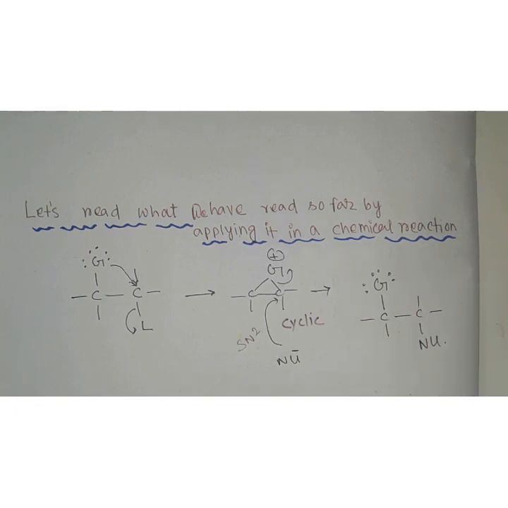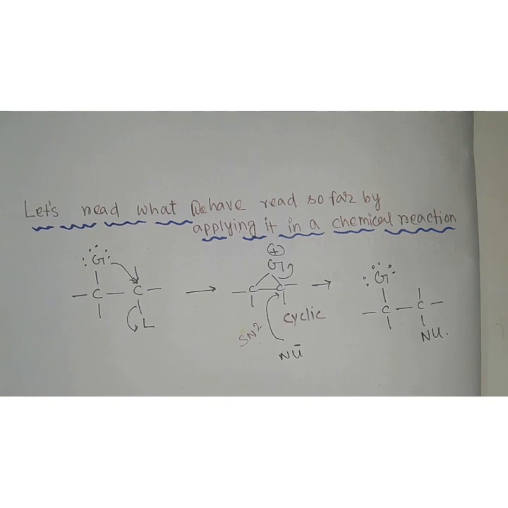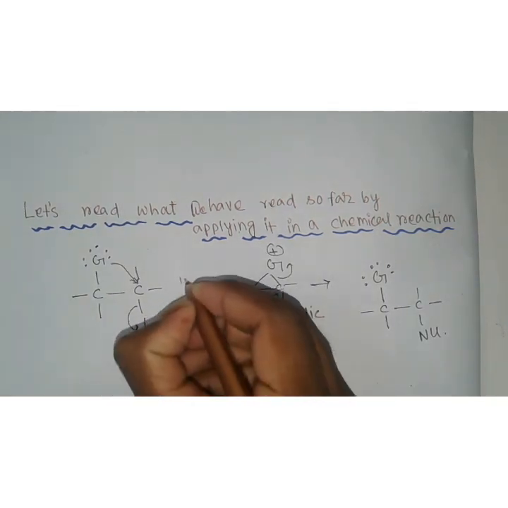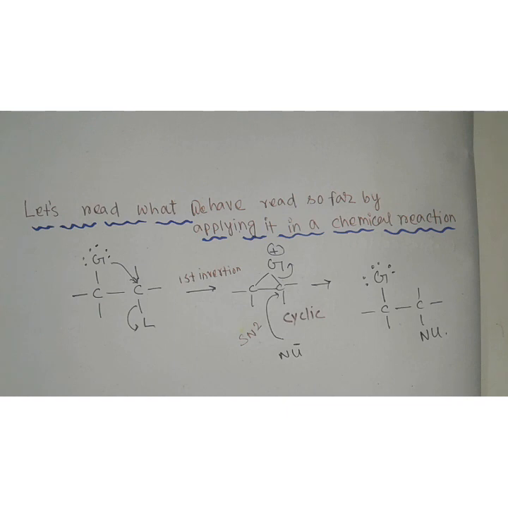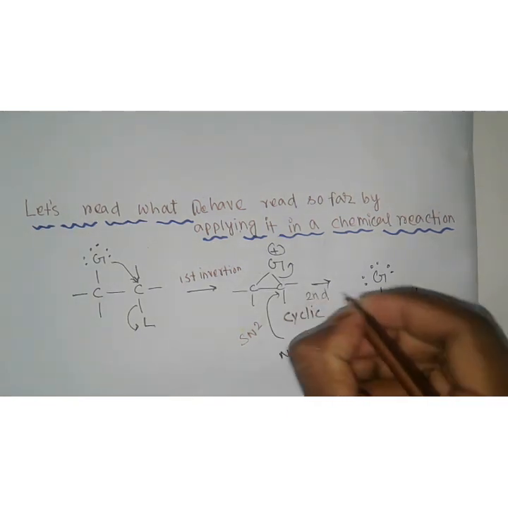Okay, if the nucleophile attacks the carbon which was bonded to the leaving group, then we get the product with retention of configuration through double inversion, that is, first inversion and second inversion.